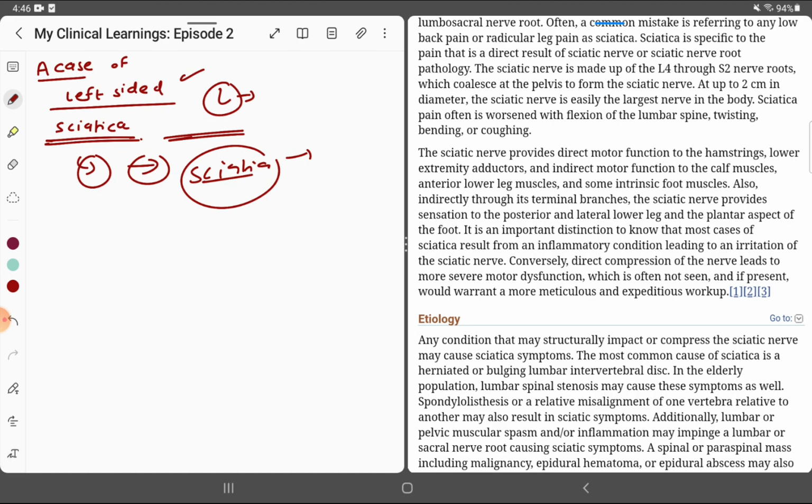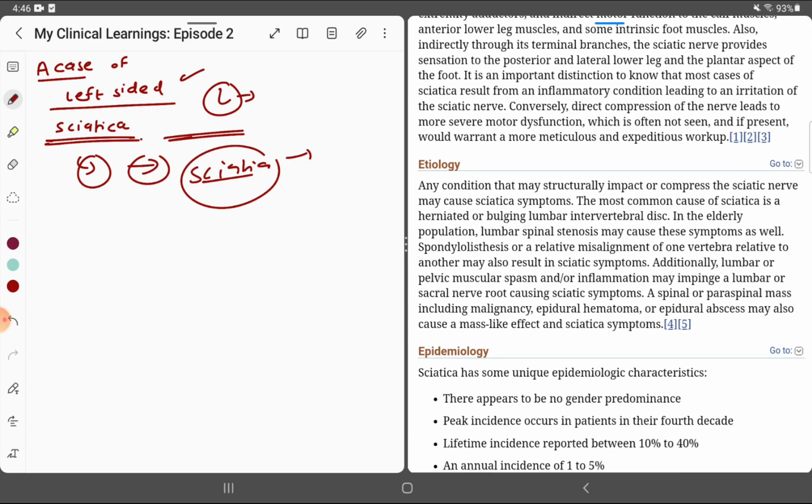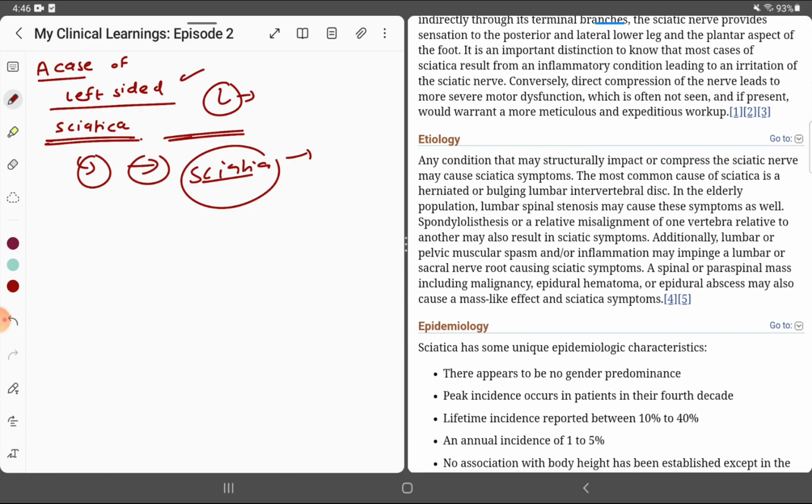Conversely, direct compression of the nerve leads to more severe motor dysfunction, which is often not seen and, if present, would warrant a more meticulous and expeditious workup. The etiology: any condition that may structurally impact or compress the sciatic nerve may cause sciatica symptoms. The most common cause of sciatica is a herniated or bulging lumbar intervertebral disc. In the elderly population, lumbar spinal stenosis may cause these symptoms as well.